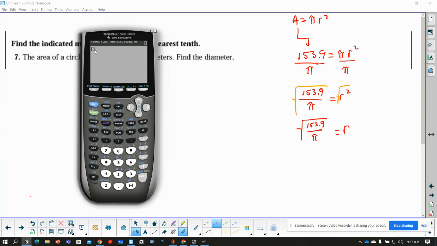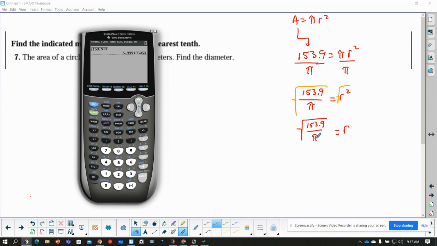Notice on the graphing calculator, it looks like this. On your regular calculators, it doesn't look quite the same, but it's very similar. Now inside of the square root, I need to do 153.9 divided by pi. So I'm going to do 153.9, and then I'm going to hit the divide by, and then I hit second, and then my pi key. So notice it looks exactly like what I was trying to find, and we got this.